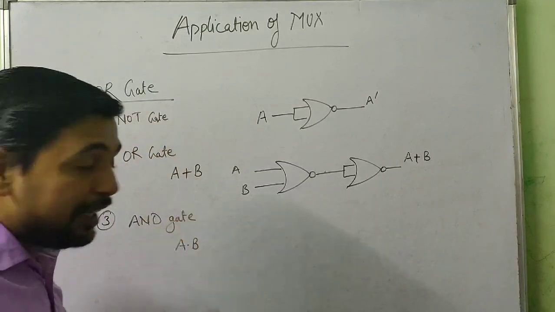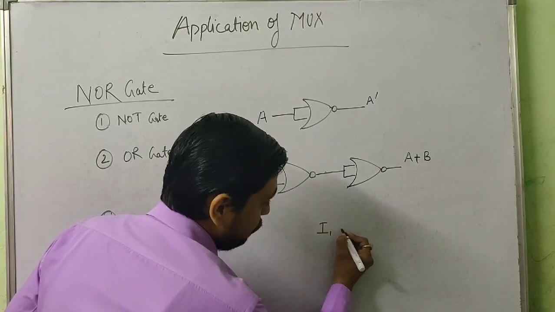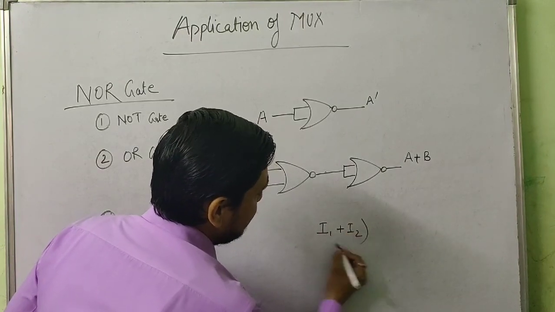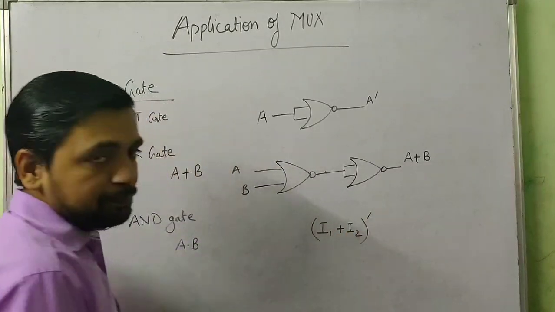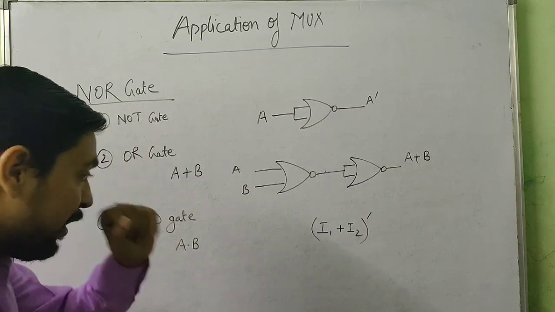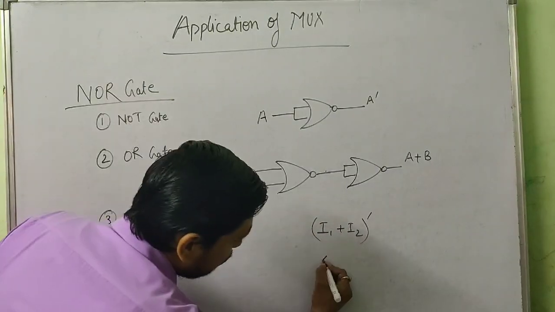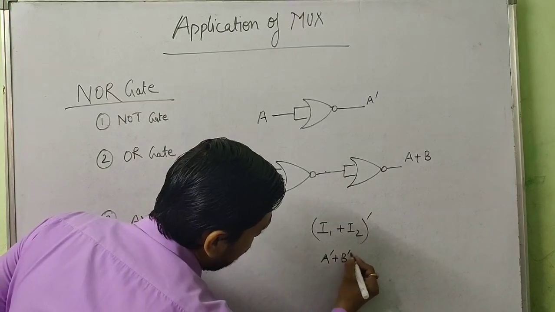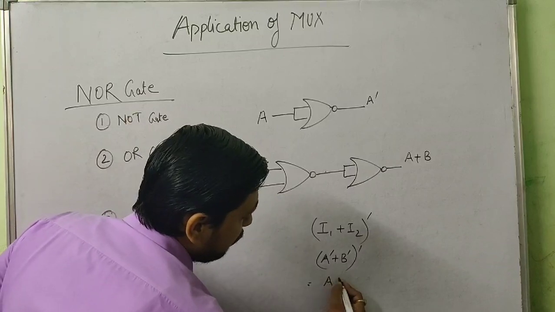But imagine for a while, if two inputs are passed, I1 and I2, the result of a NOR gate is (I1 plus I2) whole complement. Now imagine if I1 is A complement and I2 is B complement, so this will become (A complement plus B complement) whole complement. And if we solve it, it will become A and B, right?